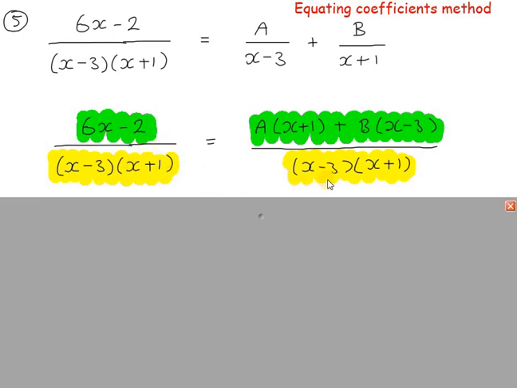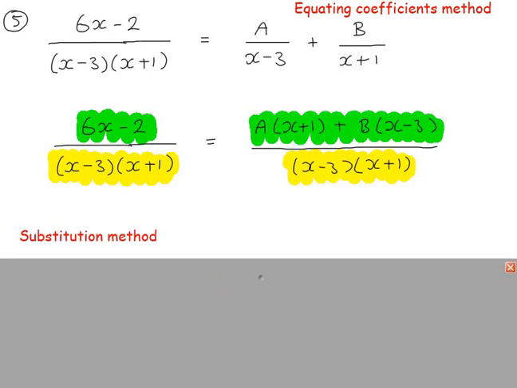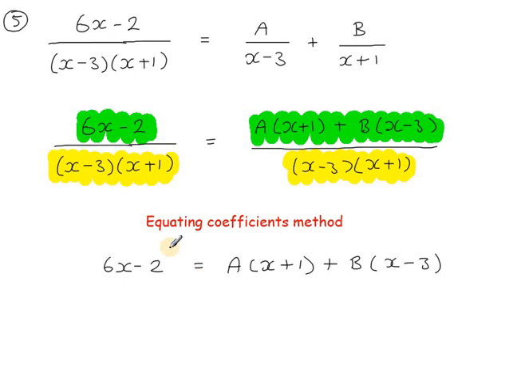So if the denominators are the same, the numerators must also be the same, and up to this stage the equating coefficients method and the old one that we've seen, the substitution method, are exactly the same, and making the numerators equal to each other, that's still the same for both methods.